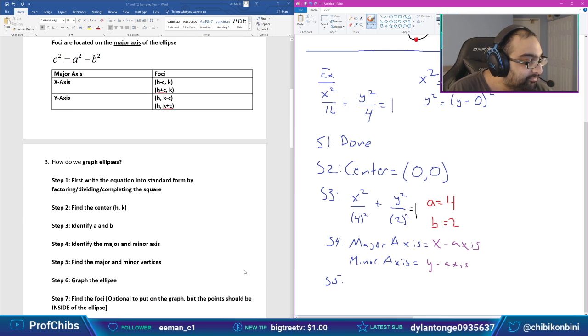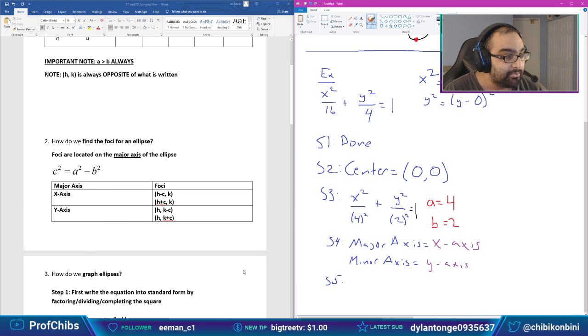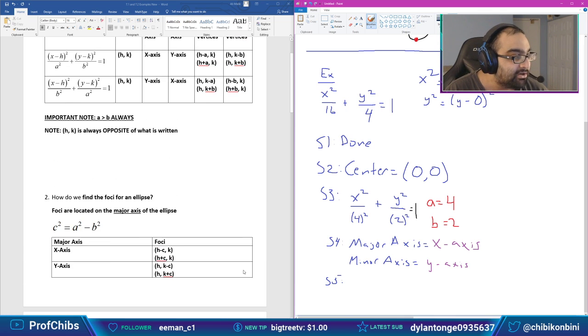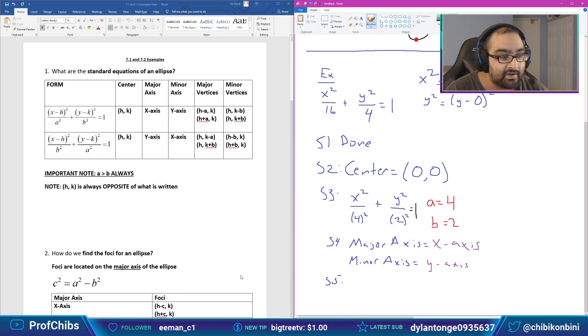All right, next step here is to find the major and minor vertices. Now, the major and minor vertices are dependent on what your major and minor axes are. You notice here are the major and minor vertices put into our little equation. The way you want to think about it is this is where A and B are factored in. So for example, in our case, our major axis is X and our minor axis is Y.